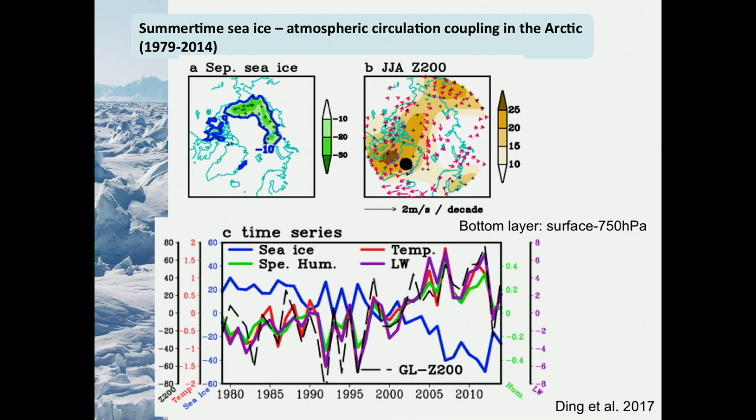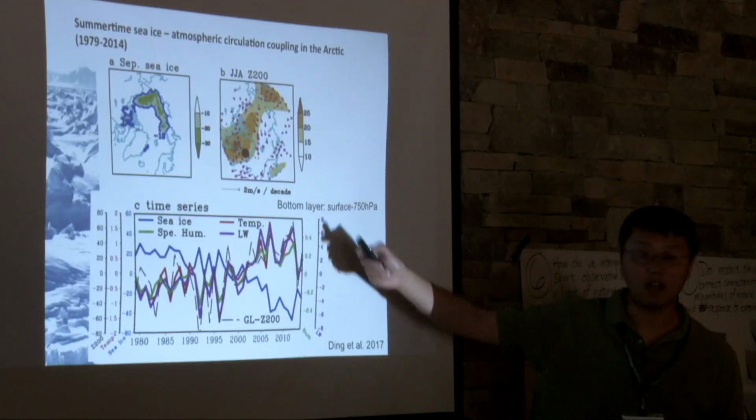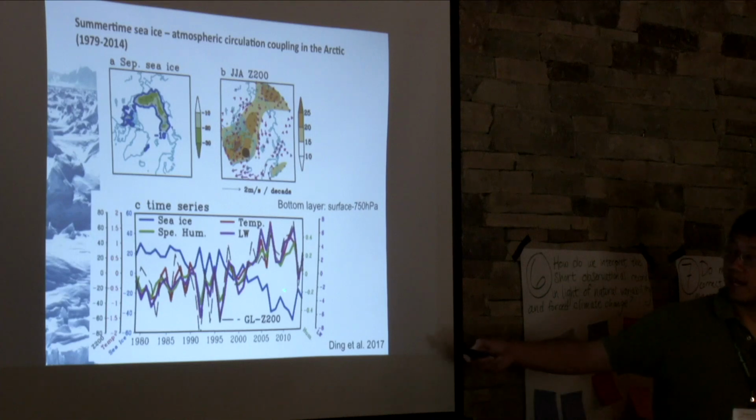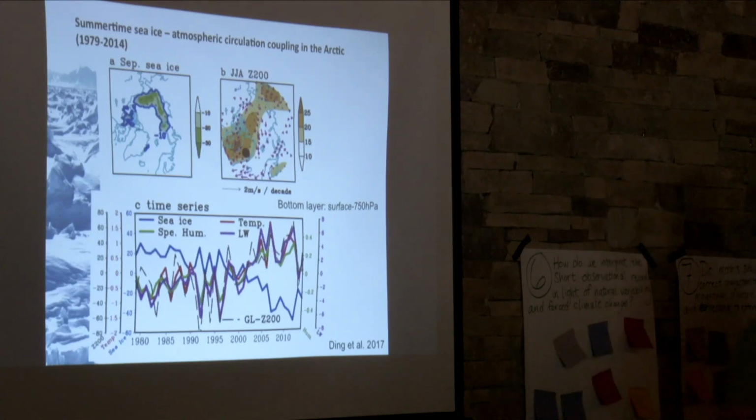And there's a bunch of indices here. One is the temperature in the bottom layer, averaged in the Arctic north of 70 degrees north. Also specific humidity in the same layer and same domain. Another is the downward longwave radiation at the surface. You can see the red one, green one, and purple one correlate very well. And this dotted black line is Z200, 10 kilometers above the surface, highly correlated with the thermal state of the Arctic when averaged. If you calculate the correlation, detrended, you get about 0.7 to 0.8 for all of these.